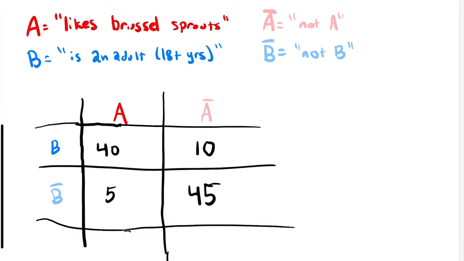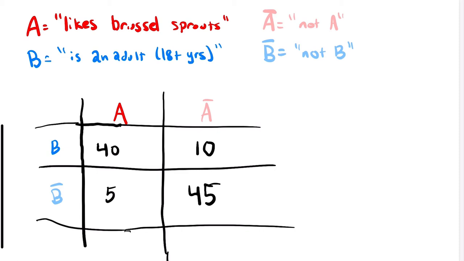Okay, so I'm going to go through another example that illustrates Bayes' rule, but in a somewhat more geometric way of looking at it. So let's look at the following, where our event A is now that a person likes Brussels sprouts, and B is that the person is an adult, or in other words, 18 or older.